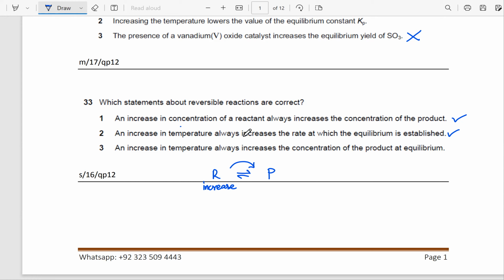Or an increase in temperature always increases the concentration of the product. That's not true. Because whenever you increase temperature, which reaction is favored? It's always the endothermic reaction that is favored. But the endothermic could be forward, it could be backward. It varies from reaction to reaction. Some reactions are endothermic, some are exothermic. So we can't really be sure that the products are increasing or not because we don't know whether it's an endothermic reaction in the forward direction or an exothermic reaction. So it varies a lot. Okay? So the third statement is not always true. Is it clear?